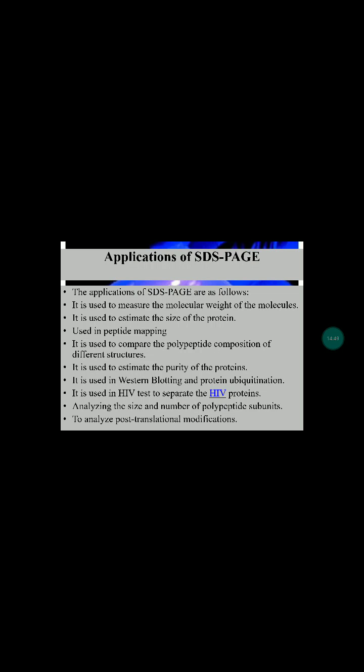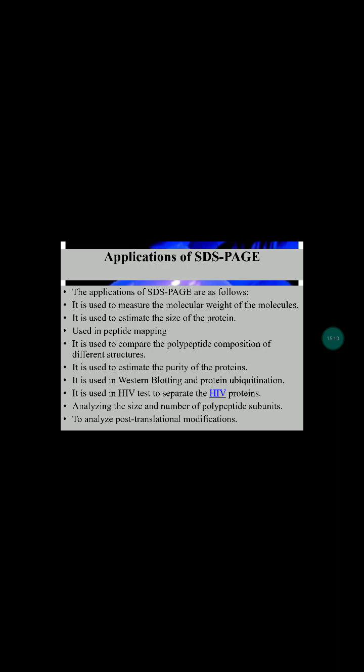Applications of SDS-PAGE are as follows. It is used to measure the molecular weight of molecules. It is used to estimate the size of the protein. It is used in peptide mapping. It is used to compare the polypeptide composition of different structures. It is used to estimate the purity of proteins.